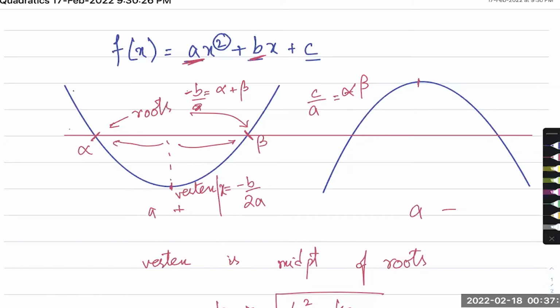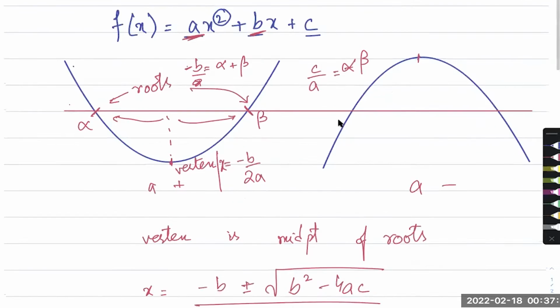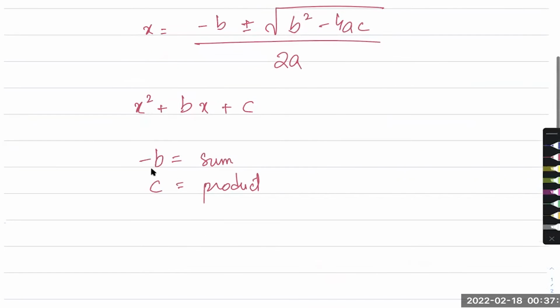And these roots, if you add them, you get this middle number. And if you multiply them, you get this number, provided that x squared is with 1. If it's not with 1, then you divide this number by that and this number by that, and you get your answer. So basically, minus b, in a situation like this, where you have f of x equal to x squared and all that, is the sum of roots, which means alpha plus beta. And this number c is the product of roots, which means alpha times beta.